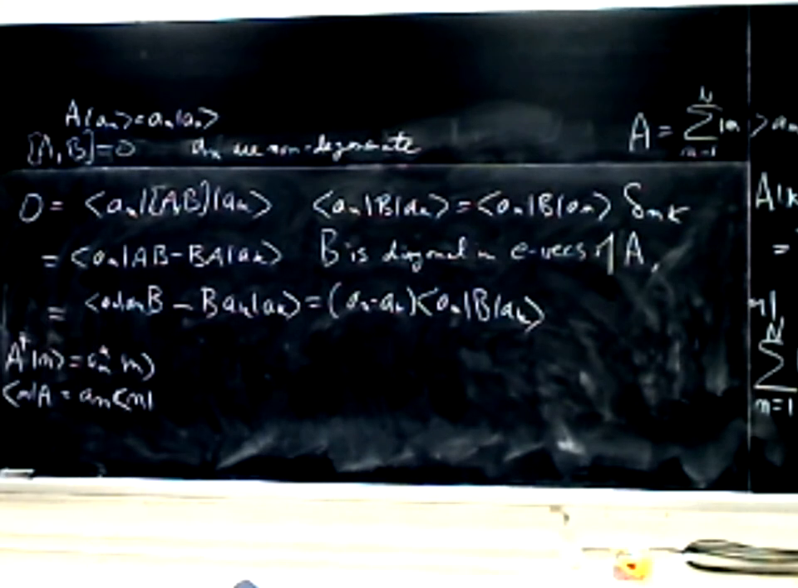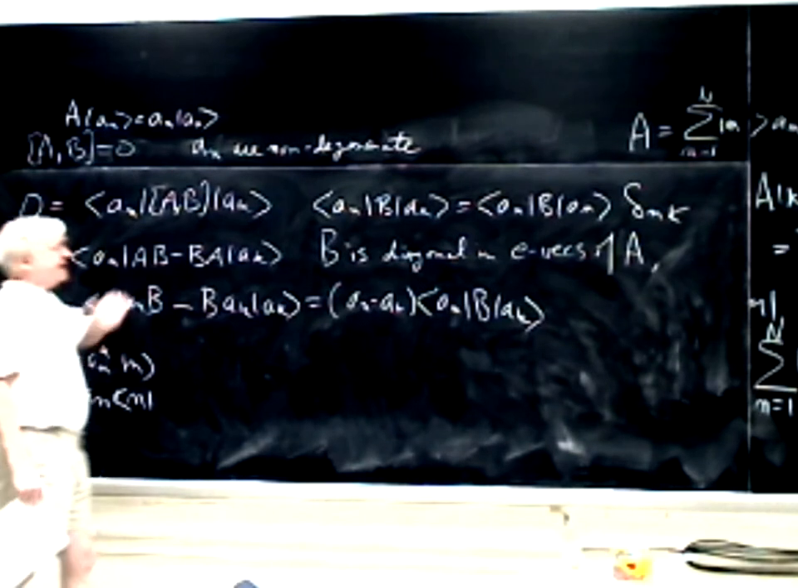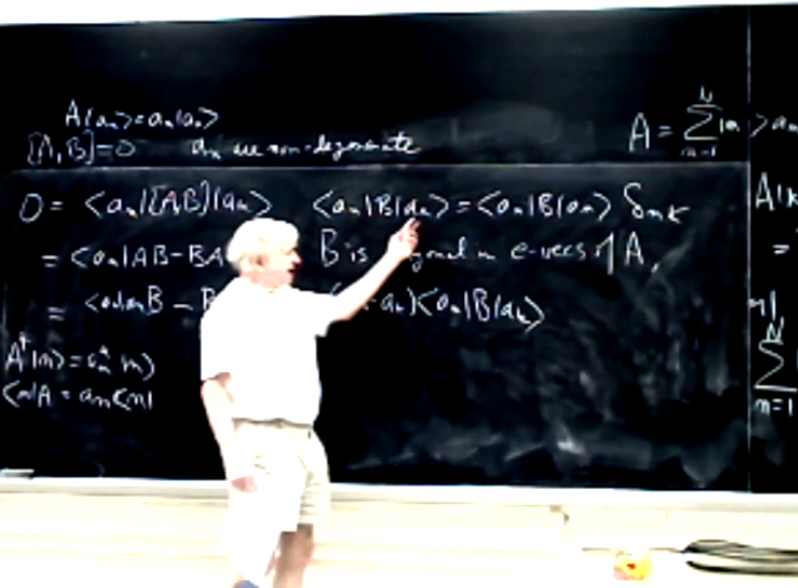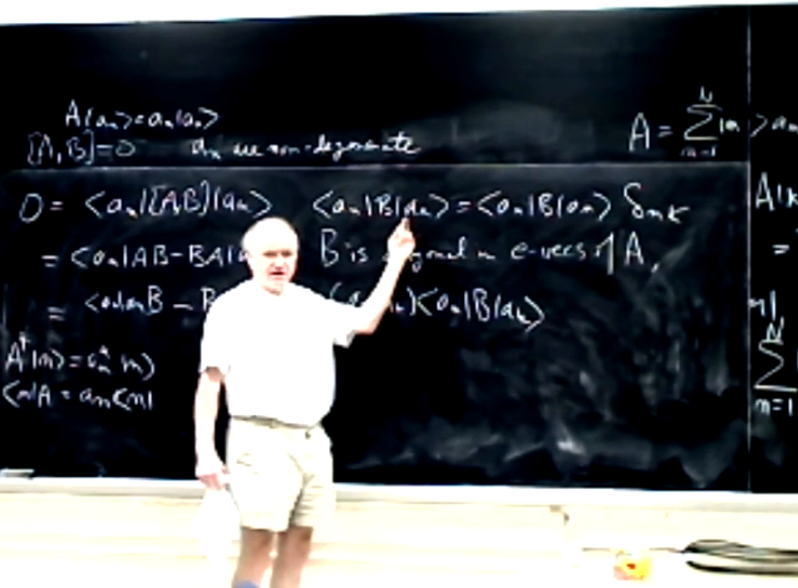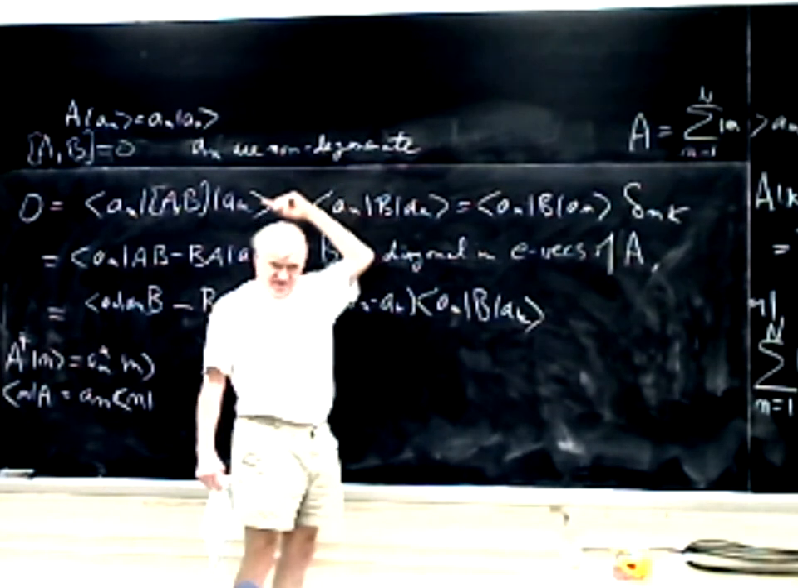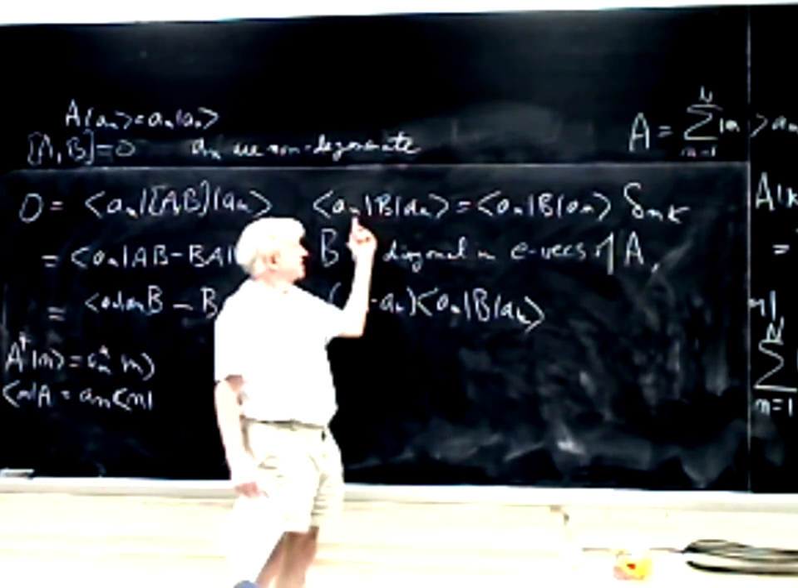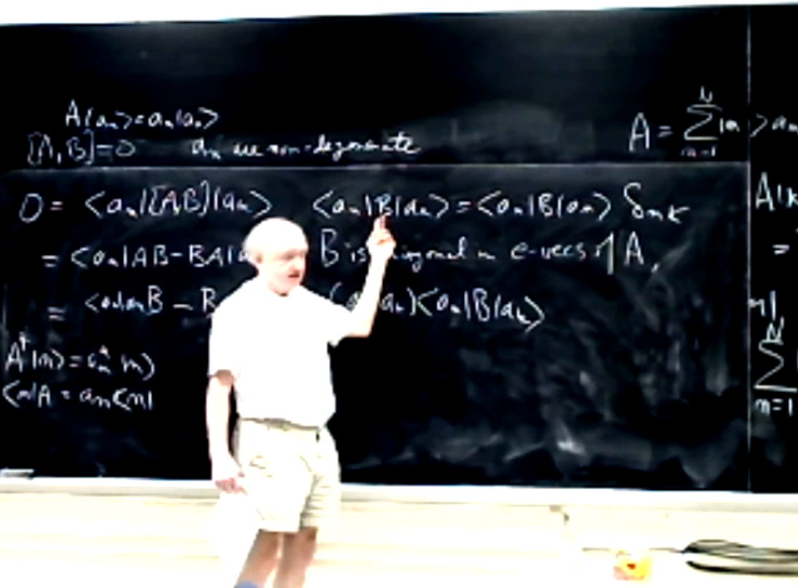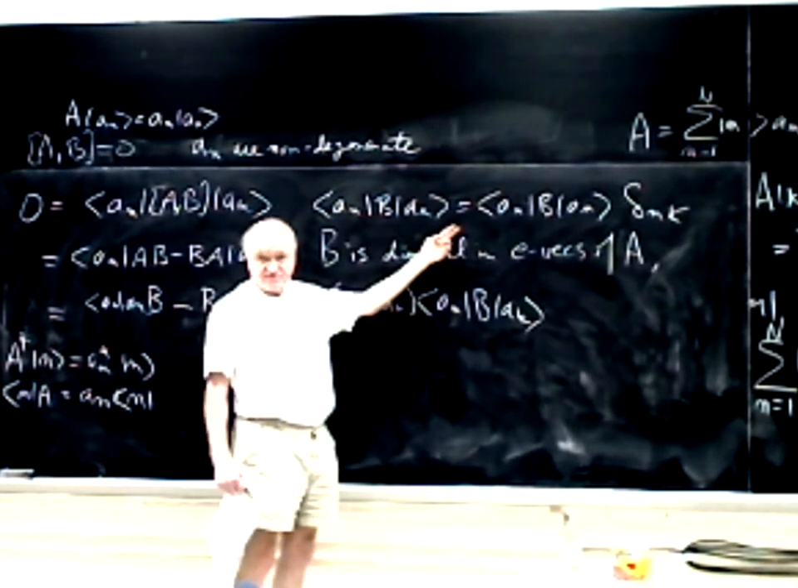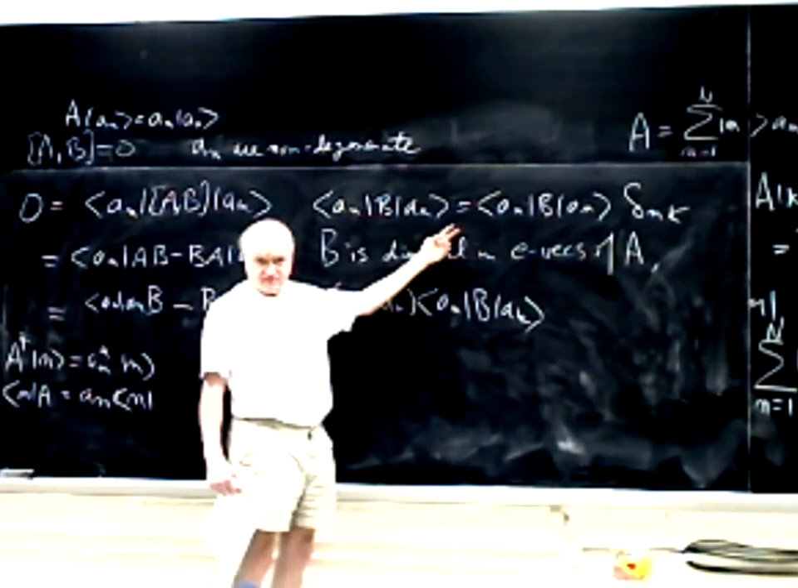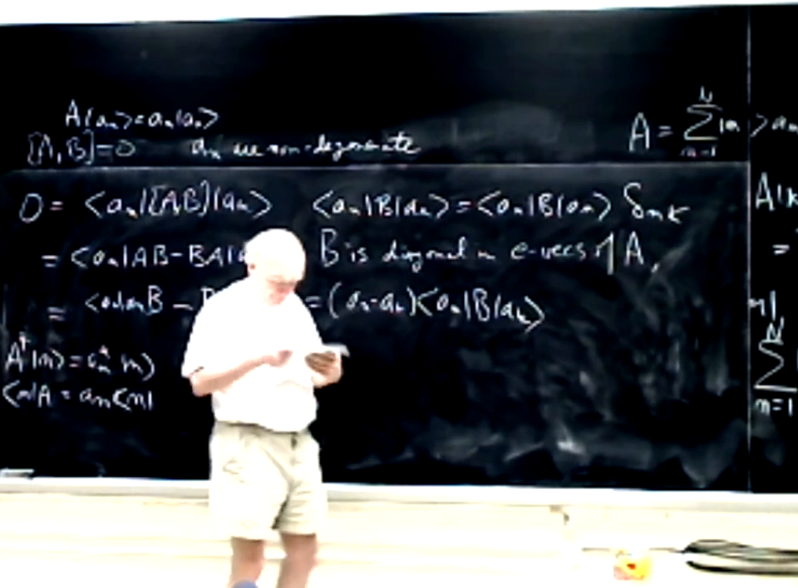So we have two normal matrices that commute with each other. The eigenvalues of one are non-degenerate. Then in the basis provided by the eigenvectors of the first one, A, the operator B is diagonal. The matrix B is diagonal. Okay? All right.